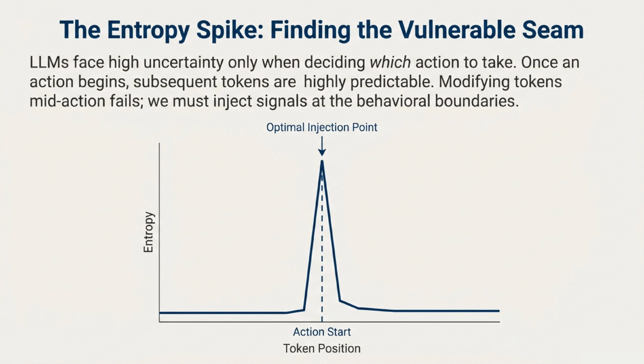To find a solution, we had to look for a vulnerable seam, which we found in the entropy spike. We discovered that LLMs face high uncertainty only when deciding which action to take. Once an action begins, the subsequent tokens are highly predictable. Modifying tokens mid-action fails, therefore, we must inject our signals right at the behavioral boundaries, at the optimal injection point when an action starts.